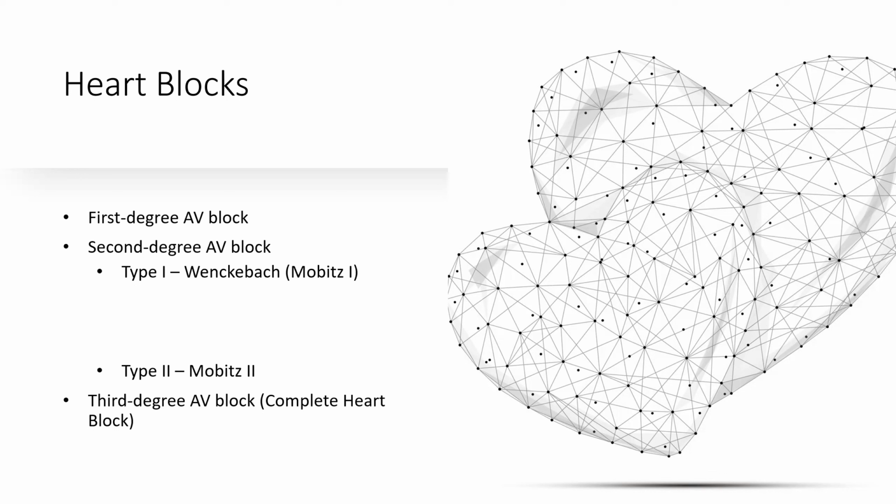So we'll talk about the least acute first. We'll start with the first degree AV block. I say least acute because it doesn't always require intervention. Neither does the second degree AV block type 1, which is also called Wenckebach or Mobitz 1. When we start to talk about second degree AV block type 2 or Mobitz 2, they're more serious, and so is the third degree or complete heart block. So let's talk about them.